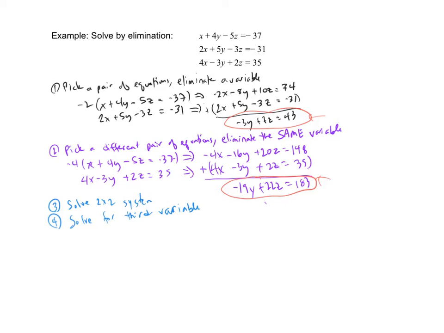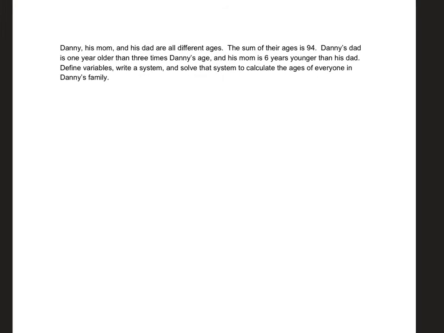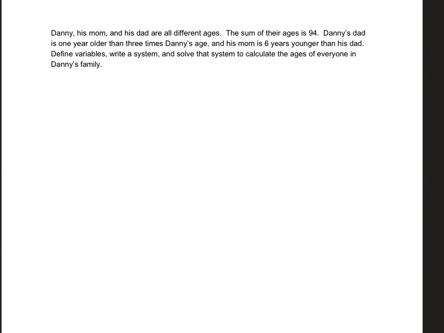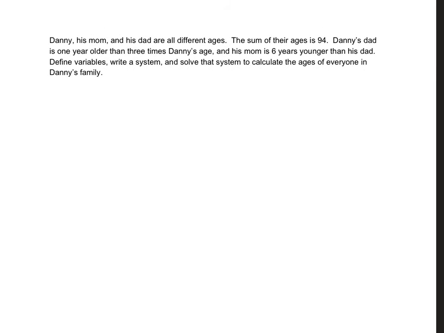Okay, so let's move on to a word problem. You can pause the video and read the problem. All right, so the first thing we're going to have to do here is what we always do when we're solving a problem like this: you need to define your variables first. Defining your variables means asking, what is the question asking for?